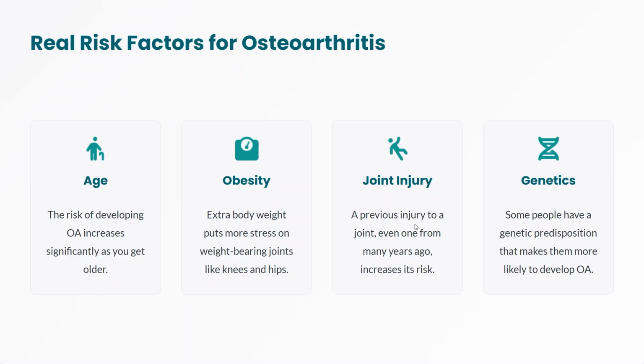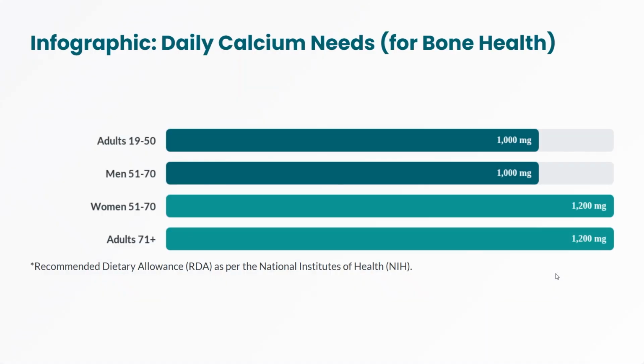Previous joint injuries, even from many years ago, increase the risk as we age, and that can also be a reason for osteoarthritis. And genetics: some people have a genetic predisposition that makes them more likely to develop osteoarthritis.